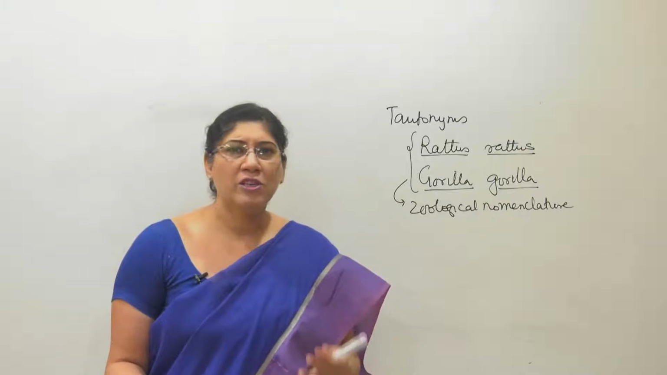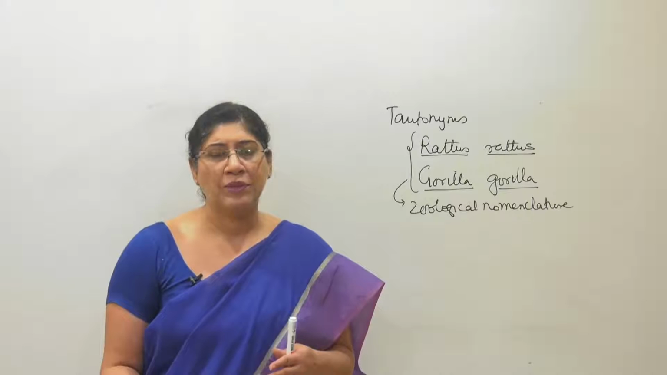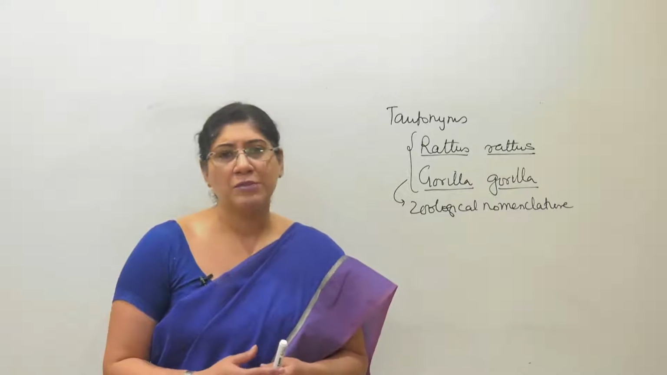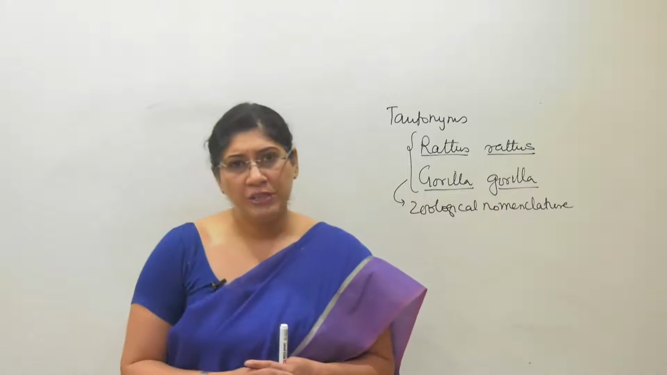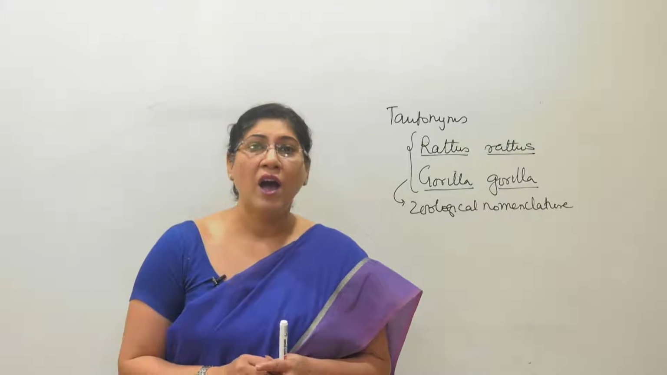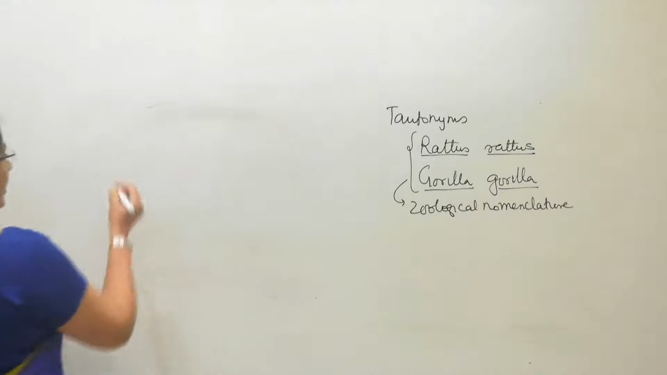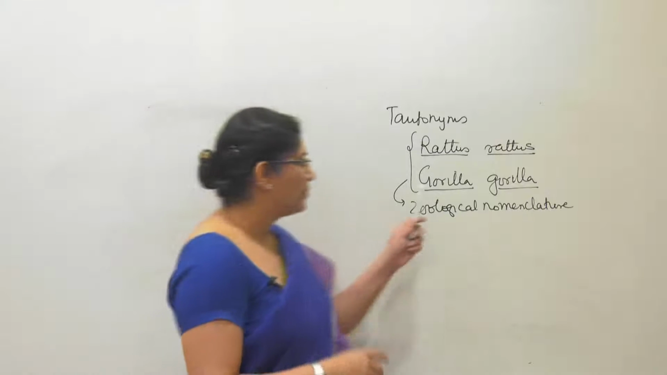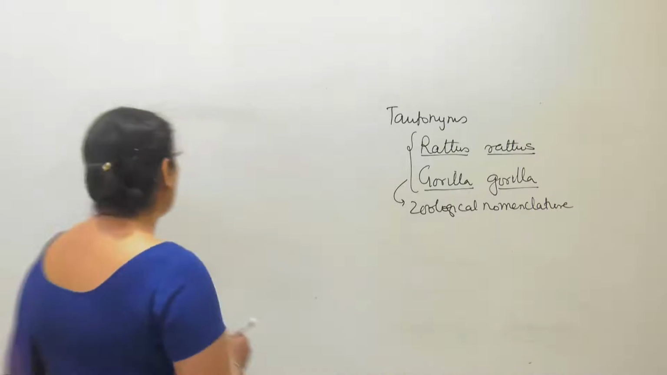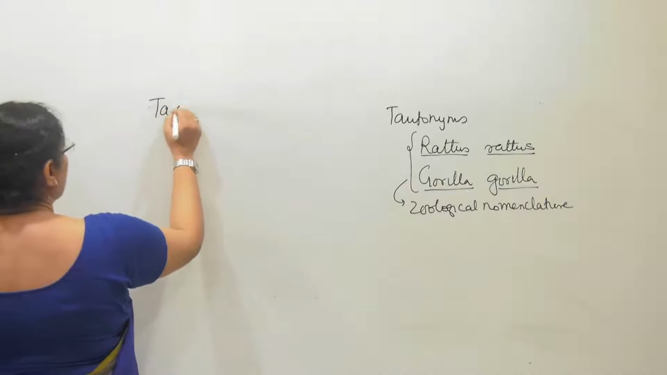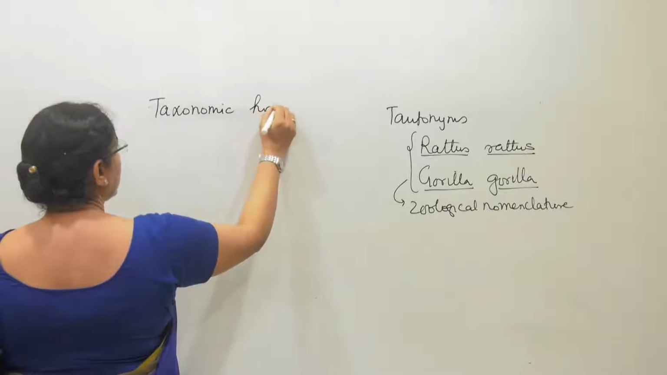Then there are terms like synonyms, if an organism has two names. Usually one name is followed as per the law of priority. Now the second contribution which Linnaeus made was to give us a hierarchy, a taxonomical hierarchy. Now that we have named, we must group them. So the next thing he contributed is the taxonomic hierarchy.